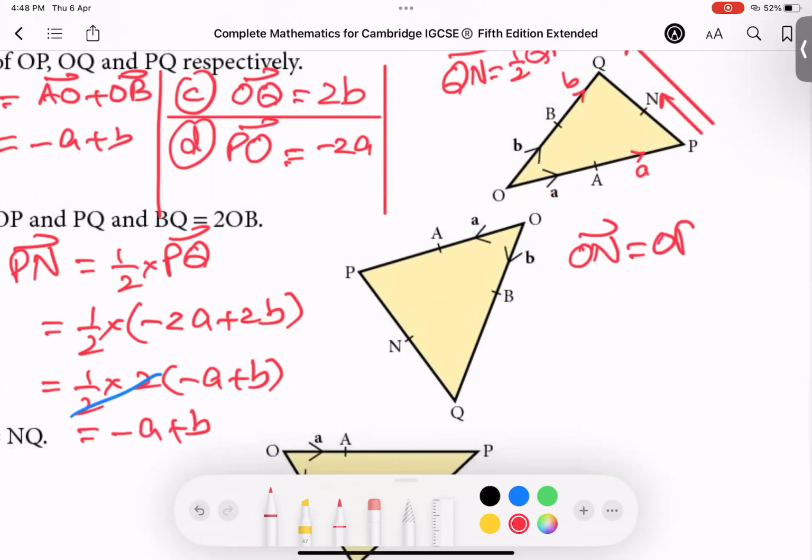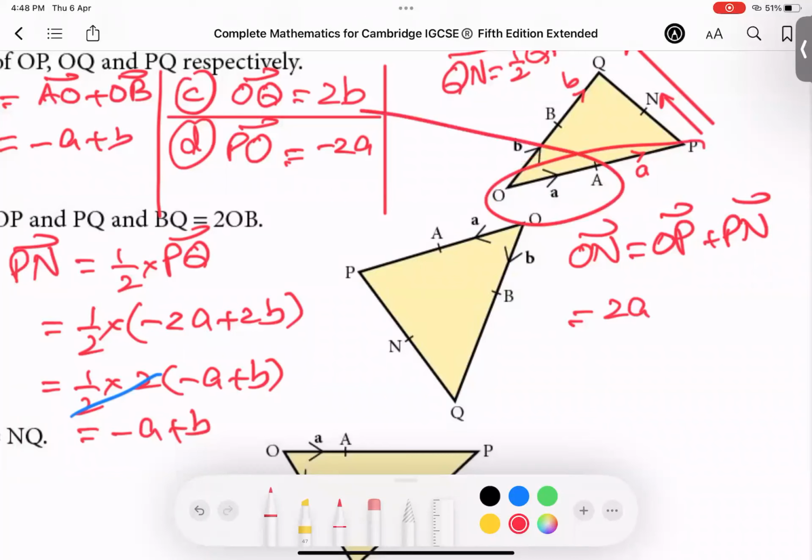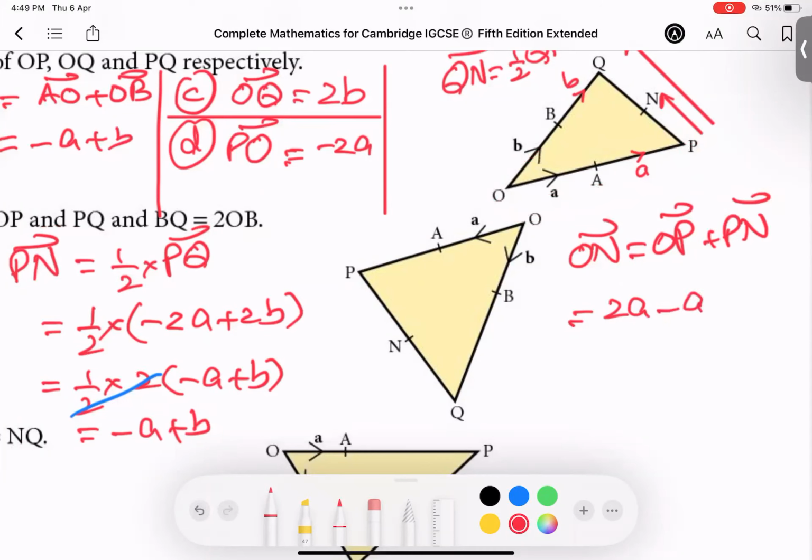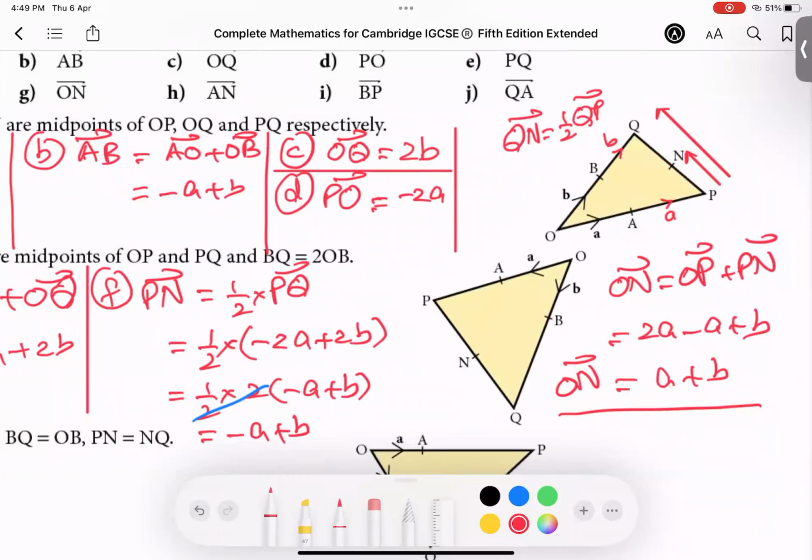So I'm writing O to P, P to N. And what is O to P, students? 2A. So I'm writing 2A. And you know it even here, PO is minus 2A, so O to P is plus 2A, or you can see it from the diagram, no problem at all. And PN, I just got this one: negative A plus B. I picked from here. These two values solved, I get A plus B. And I believe you got the idea very well. Alhamdulillahi Rabbil Alameen. Now let's go for the third last part.